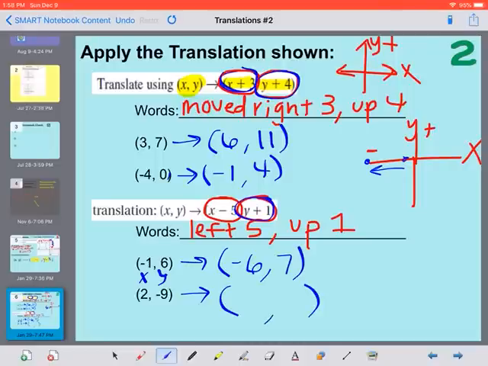My other point, 2, going left 5, so subtracting 5. 2 minus 5 is negative 3. And my y coordinate, we have a negative 9, but we're going up 1, so now it's only negative 8. If that's confusing to you, let me know, but you're just doing exactly what it says in your coordinate notation. Negative 5 on my x-axis was to the left, and up 1 or plus 1 for my y-axis.